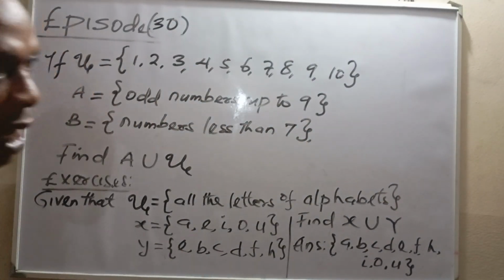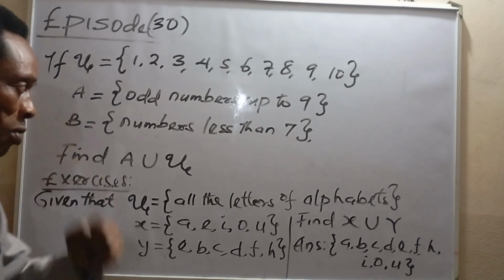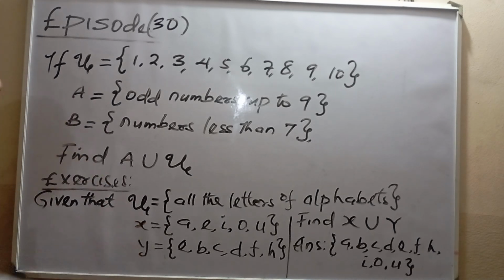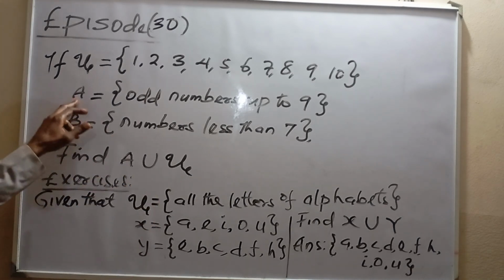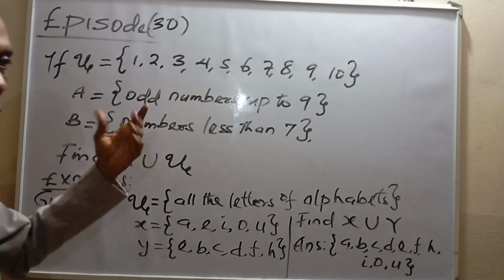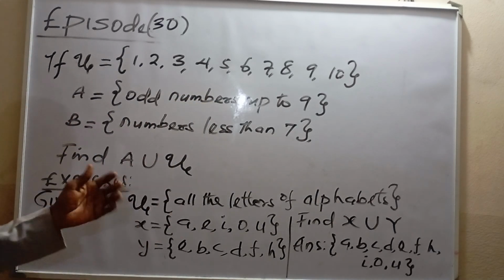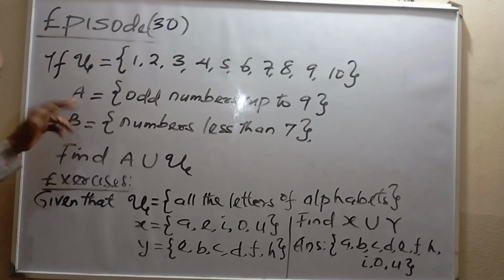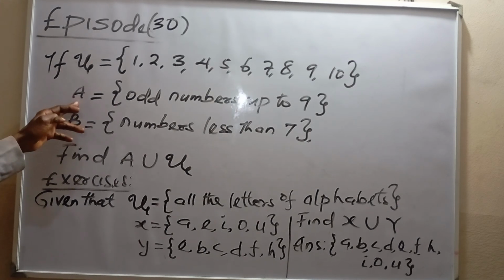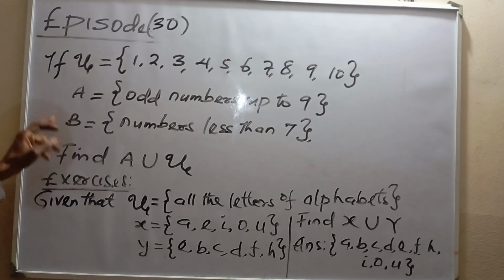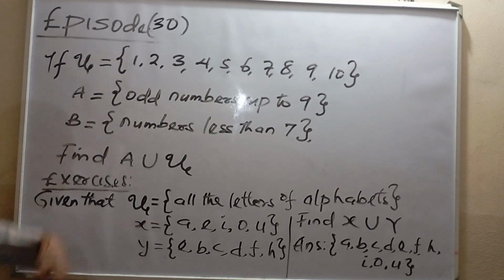You should also note that we represent a set with a capital letter, while the elements of a set are represented with a small letter. You can see A is in capital letter, capital A equals, capital B equals. So that is how you represent a set.